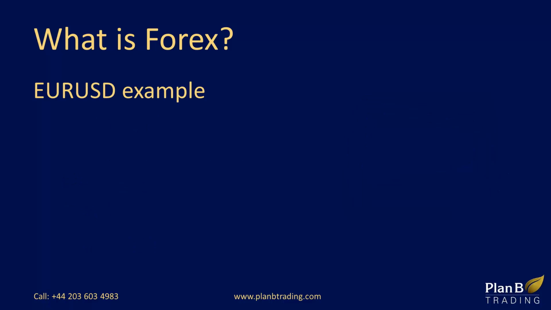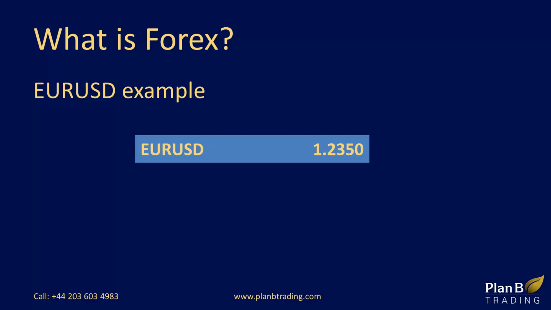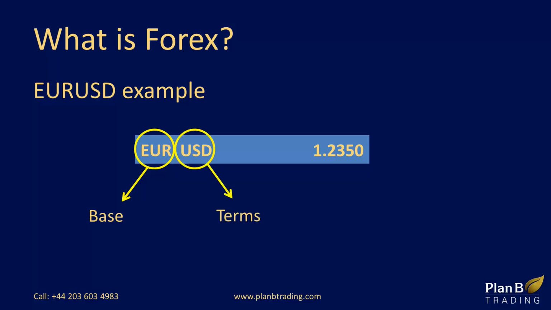At the beginning of week commencing Monday the 20th of August 2012, the exchange rate for euro-dollar was 1.2350. It means for €1 you will get 1.2350 US dollars. The first named currency in a pair is called the base currency. Its value is always 1. The second named currency in a pair is called the terms currency. The number or exchange rate is how many of the terms currency you receive for one of the base currency.